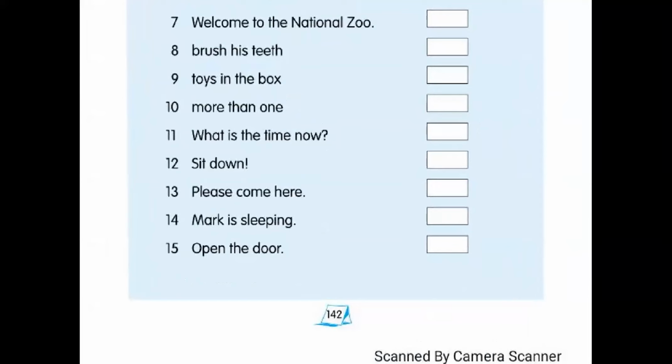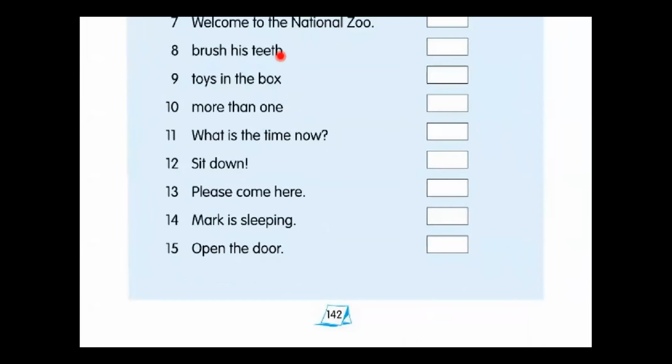Brush his teeth. Eighth one. Brush his teeth. Wrong mark, because it is not giving a proper meaning. It is an incomplete thought. Brush his teeth is incomplete, there is no meaning coming out of it. So you'll put a cross mark. Toys in the box. This is also an incomplete sentence. Cross mark.